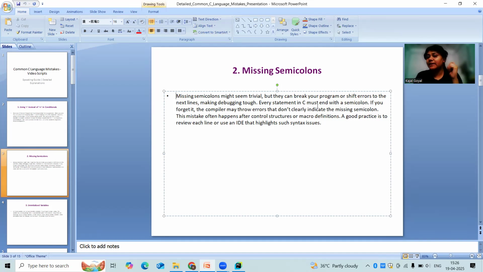Every statement in C must end with a semicolon, as we just discussed. If you forget it, the compiler may throw errors that don't clearly indicate the missing semicolon. This could be possible if you haven't put a semicolon somewhere. The compiler won't tell you where to put the semicolon, so this could be the condition where you won't be able to identify where the semicolon is missing. So it's very necessary to include the semicolon at the end of the statement, whatever you're writing. This mistake often happens after control structures or macro definitions.